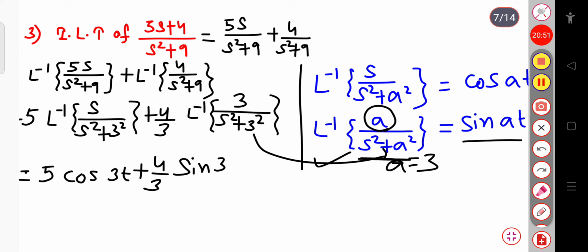So in this way, you can solve the inverse Laplace transform of any given function. Simply, if any term is missing, you have to multiply by that term and divide by that term. And you have to check for which expression it will give the Laplace inverse, what should be the function. If the function is cos at, then its transform should be in the form of s divided by s square plus a square. If the function is sin at, then it means that the Laplace transform of a by s square plus a square will be sin at.